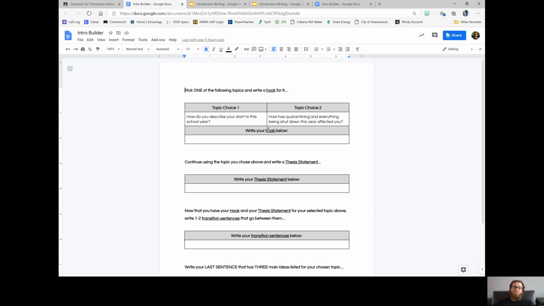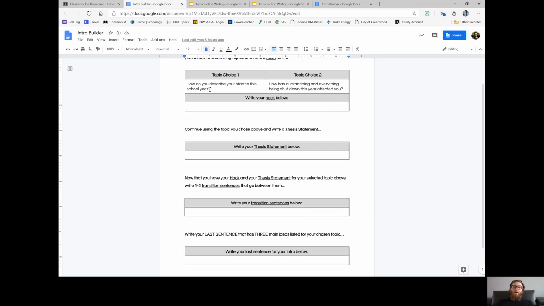So on this assignment, you have a topic that you can pick. You can choose the first topic or the second topic. Okay, you can write your hook for that topic in this little box where it says write your hook. So this is the one, how is quarantine and everything being shut down. That's the one we did a sample of. But if you want to talk about e-learning instead, you can do that. Just write a hook for that right there.